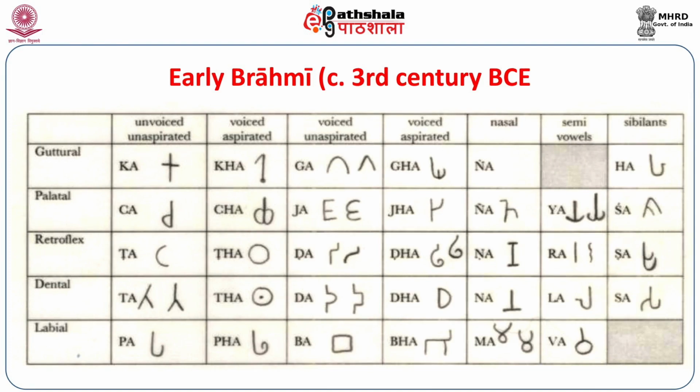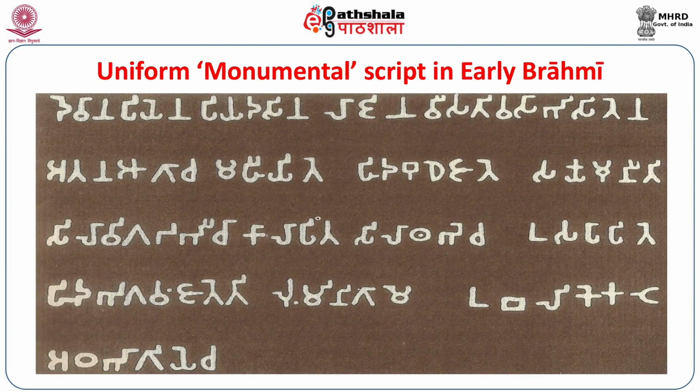And the structure of the early Brahmi shows that this was the uniform monumental script of the Ashokan period, of which the general structure looks like this. This is the famous Rumindai pillar inscription of the time of Ashok, and here one can see the monumental uniform characteristic of early Brahmi that actually characterized the entire gamut of Ashokan inscriptions in the 3rd century BC and continued throughout the 2nd and the 1st century BCE.